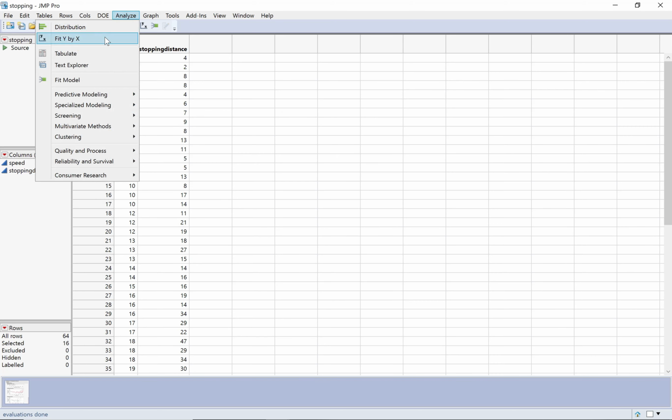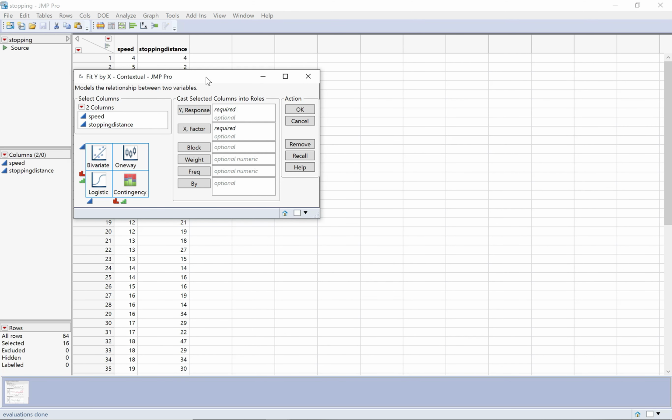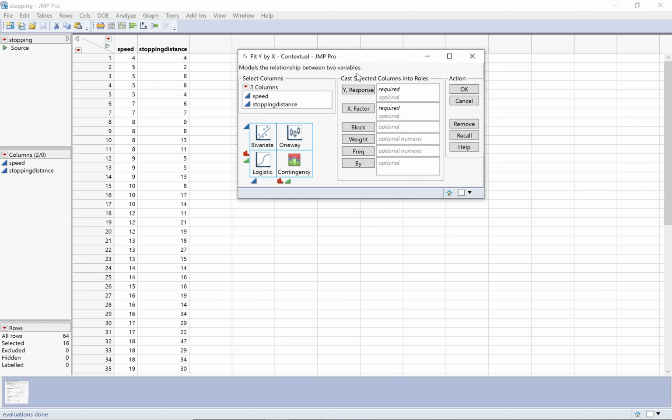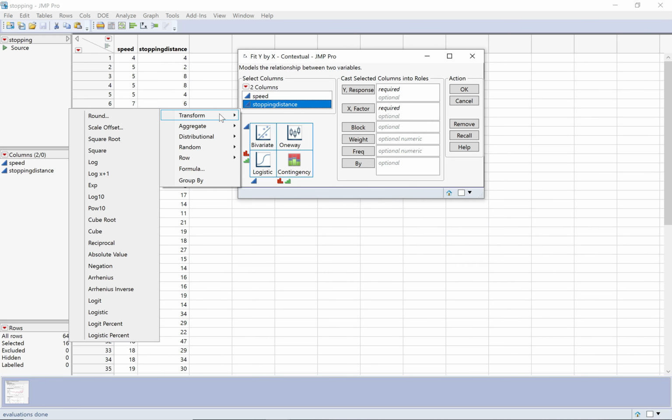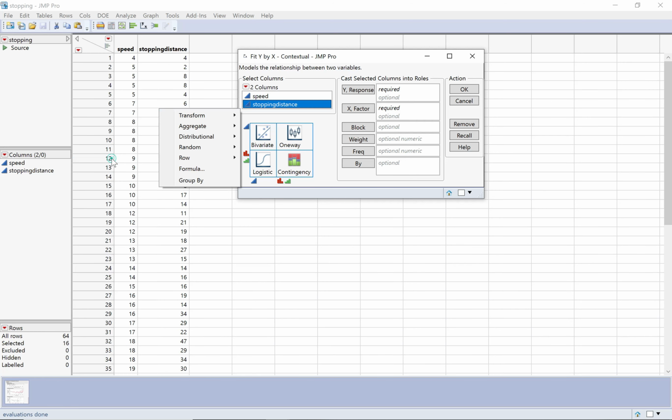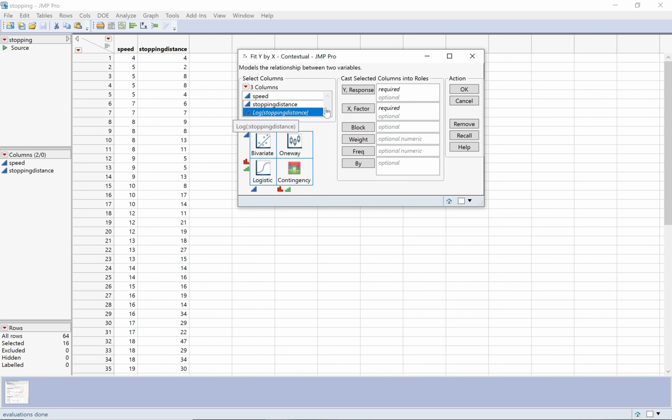So let's start with Analyze, Fit Y by X again. A really common transformation to use is to take the log of the response when we have that sort of sloping up effect. The way we do this in JMP is we right-click on the variable. I'm going to right-click on stopping distance and click Transform. The first one I'm going to try is a log. This is natural log. It also has log 10. Usually it doesn't make much difference. I'm going to do the log there, and then put that variable in as my response. So I'm using the log of the stopping distance as my response variable and still using speed as my explanatory variable.